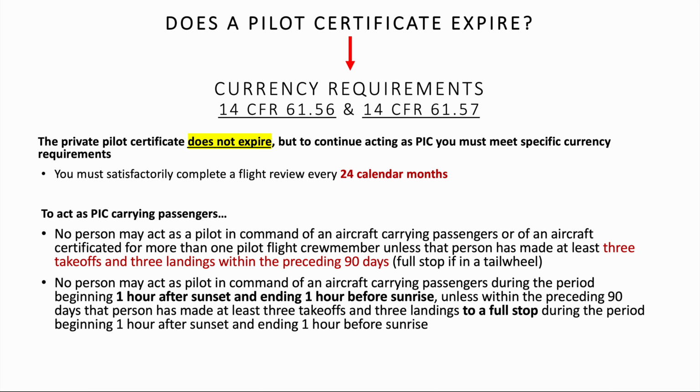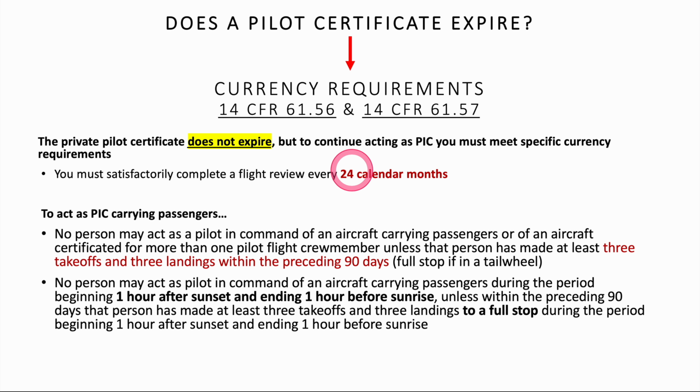There are some exceptions. A flight instructor certificate does expire, but I wouldn't worry about that now. But your private pilot does not expire. To continue acting as pilot in command, you need to complete what's called a flight review every 24 calendar months. So every 2 years, you need to meet with a flight instructor and do at least 1 hour of ground, 1 hour of flight, going over the requirements. So it's really just a review of regulations and flight maneuvers and operations required to get your license in the first place.